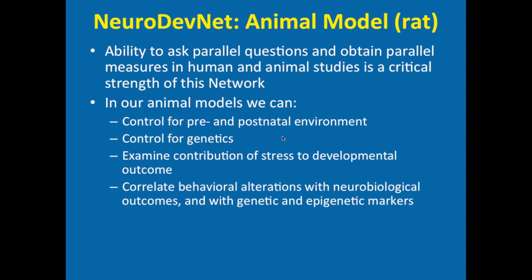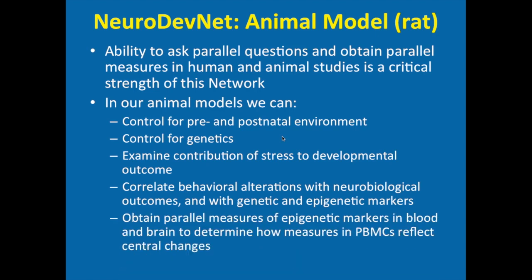We can, in parallel with the human studies, correlate behavioral alterations with changes in the brain, with changes in genetics, with changes in epigenetic marks. And one of our other advantages is to be able to obtain measures for epigenetic analysis in the blood and the brain. Of course, in the children, we take samples peripherally, either from a swab in the mouth, the buccal epithelium, or from saliva, or from blood. But in the animal model, we can look directly at how those peripheral measures correlate with changes in the brain. And that gives us a window as to how we can interpret those peripheral measures and where particular measures may be especially important.